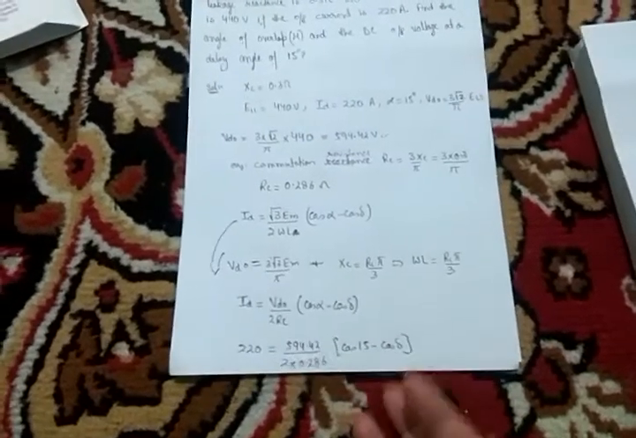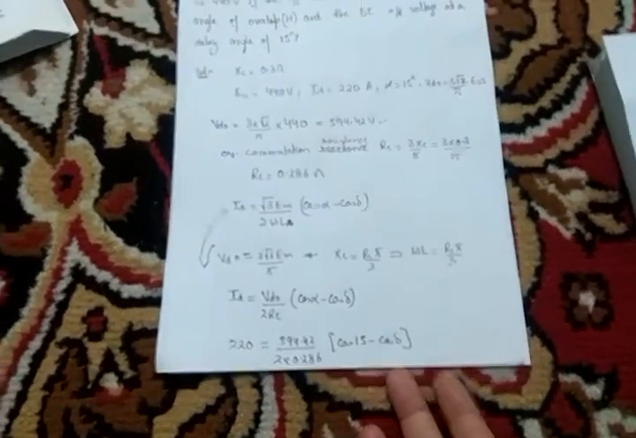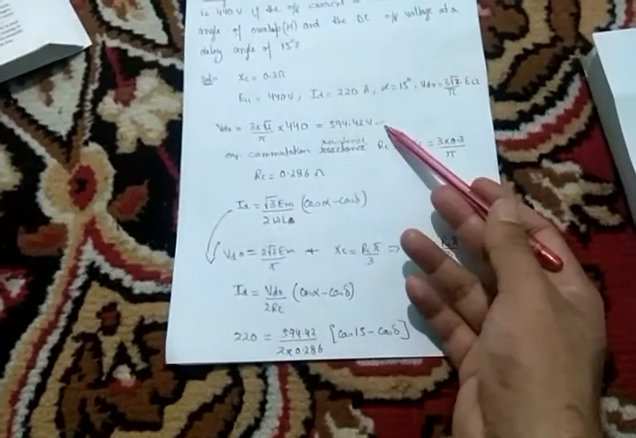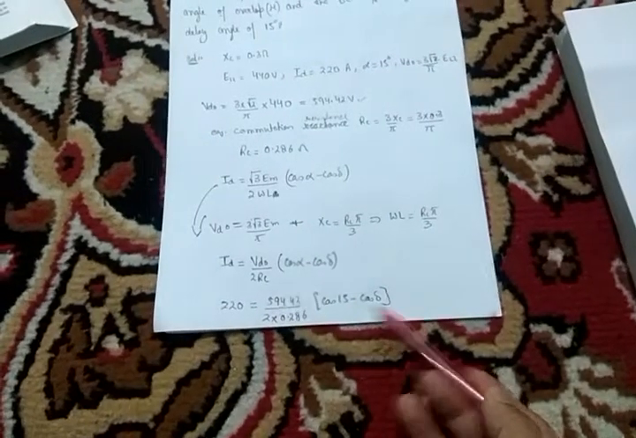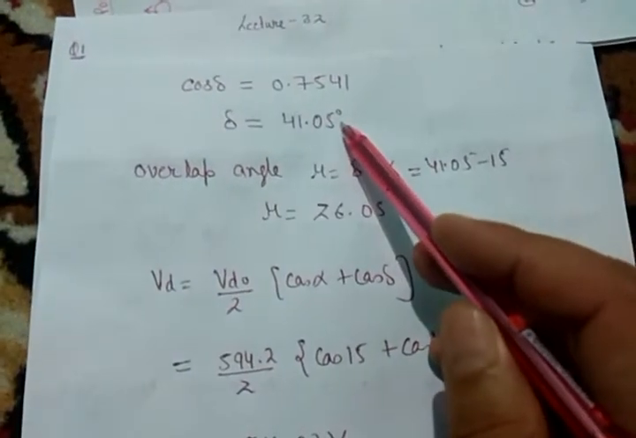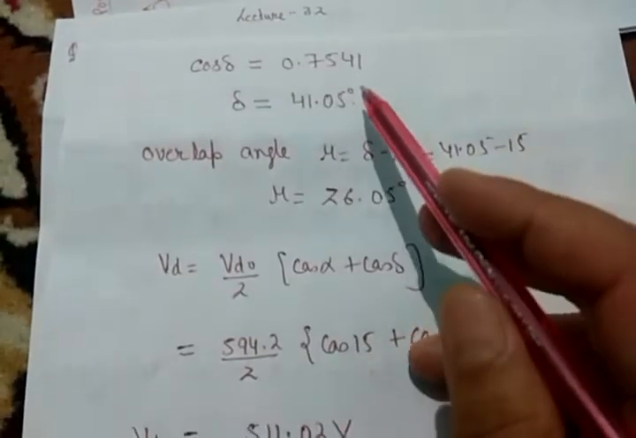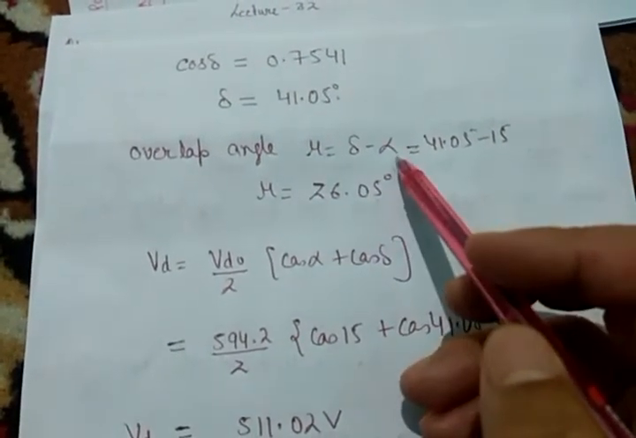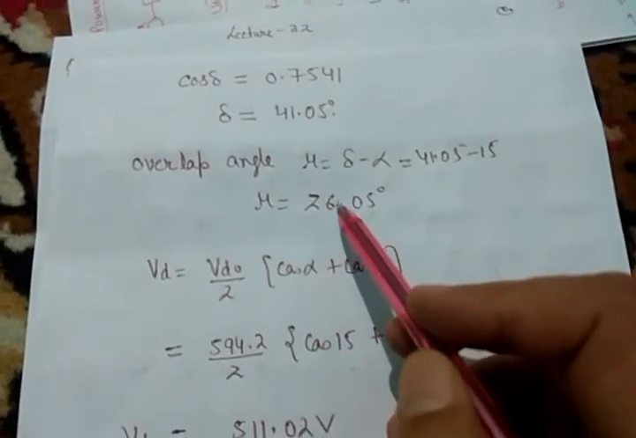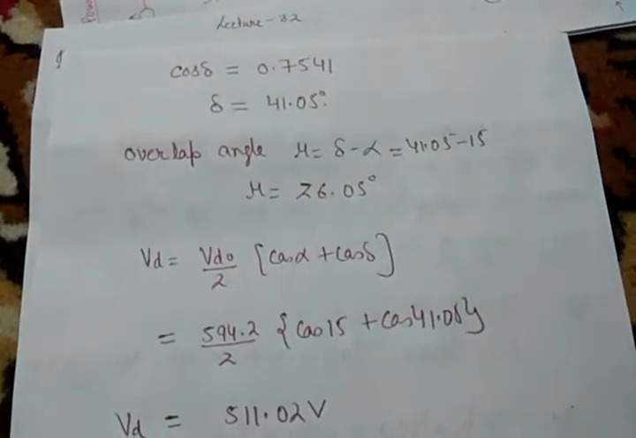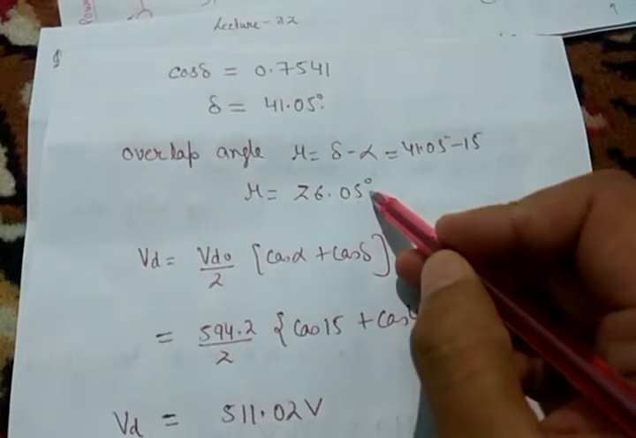Now I know alpha, but I don't know delta. But I know ID is 220 and I know VD naught from here. So I can calculate cos delta from this equation. Once I calculate cos delta, taking the inverse of cos delta, I will get delta. Delta is coming out to be 41.05 degrees. Now you know that the overlap angle mu is nothing but delta minus alpha, which is 26.05 degrees. So I have calculated the overlap angle, that is 26.05.